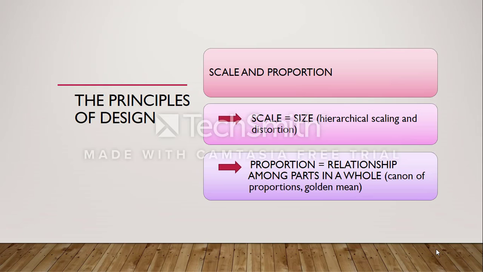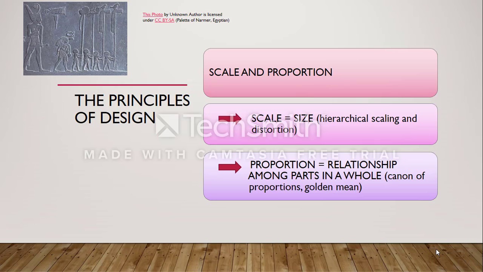When considering scale and proportion, we look at both the size of the objects or images within the object, as well as their proportion, or relationship among parts of the whole. Here is an example of hierarchical scaling, where the sizes of the figures in this relief carving are distorted in order to communicate the importance of the larger figure on the left. This was common practice in ancient objects, in particular Egyptian art, to which this palette belongs.